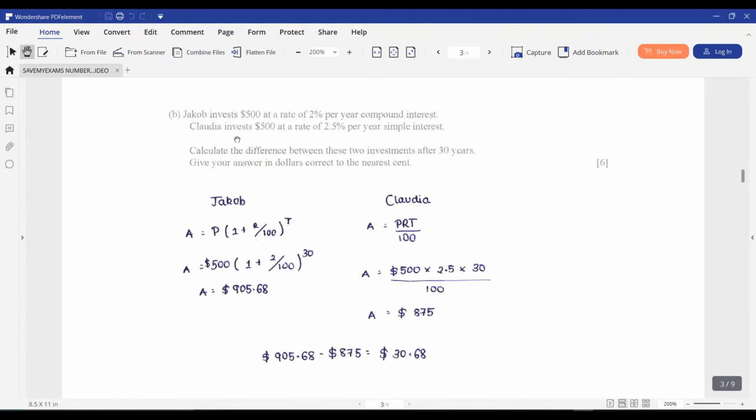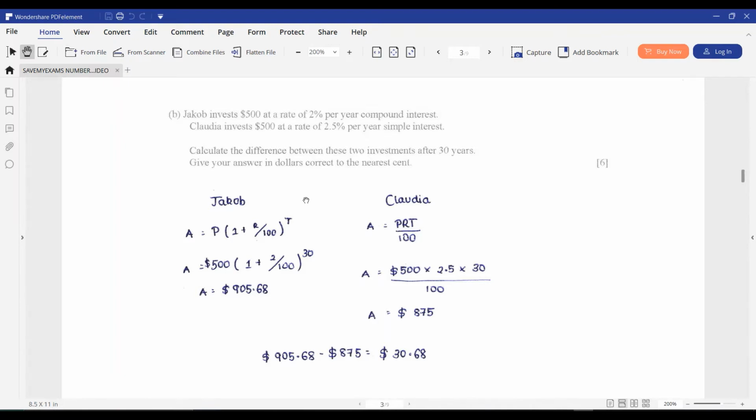Part B. Jacob invests $500 at a rate of 2% per year compound interest. Claudia invests $500 at a rate of 2.5% simple interest. Calculate the difference between these two investments after 30 years. Give your answer in dollars correct to the nearest cent.